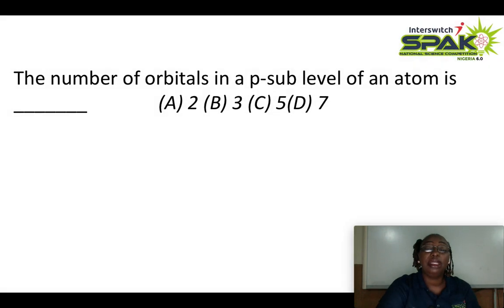The number of orbitals in a p sublevel of an atom is... What's the number of orbitals in a p sublevel of an atom? The answer is 5. The answer is 3. Sorry, the answer is 3. And let's see, for S.